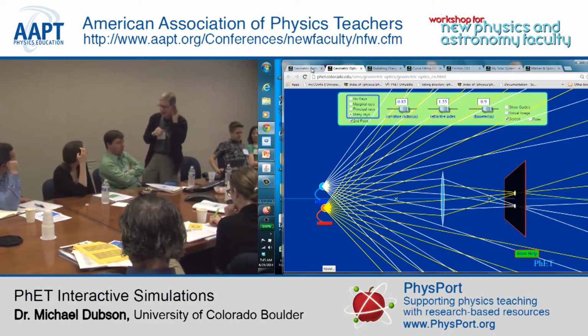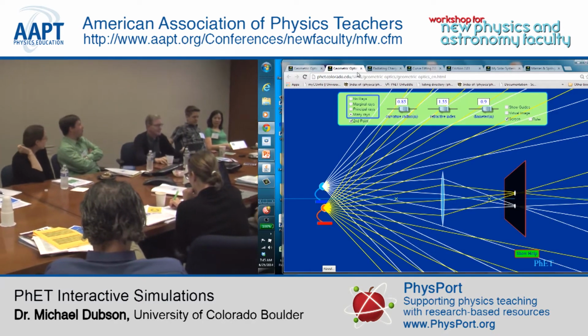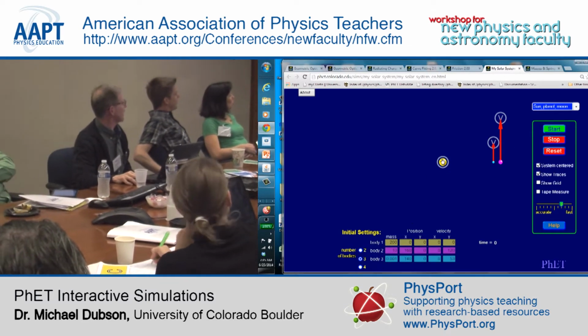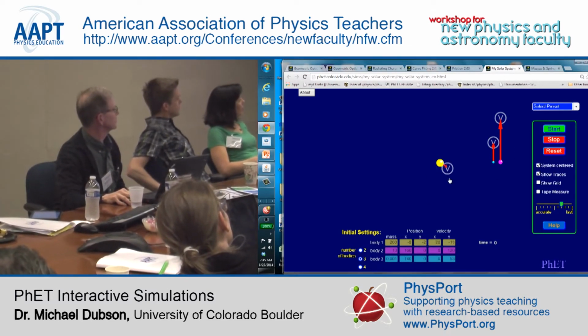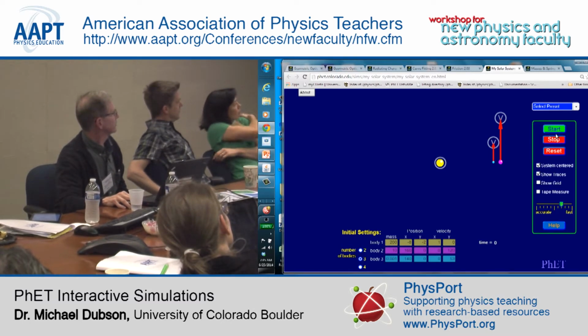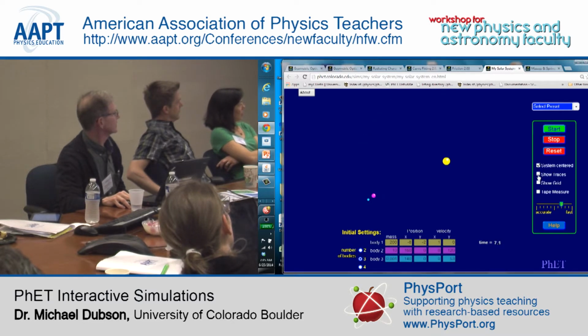Do you have any astronomy? Oh, thank you for asking. This is one of my favorites. It's called My Solar System. It's up to 4 bodies, and you can just set the initial positions and velocities. So this is an Earth, Moon, Planet system here. Let me start it up. Let me turn off the traces here so you can see a little more clearly the little planet going around the sun, satellite going around planet, going around sun.